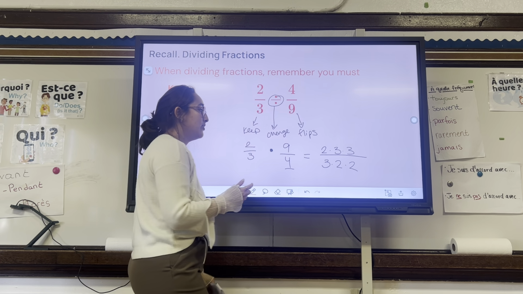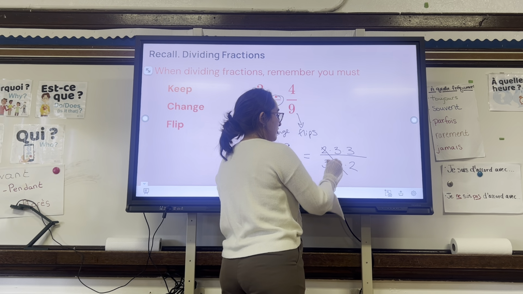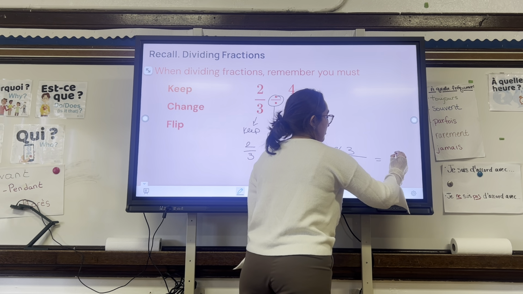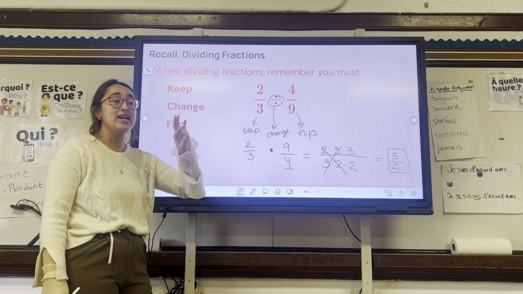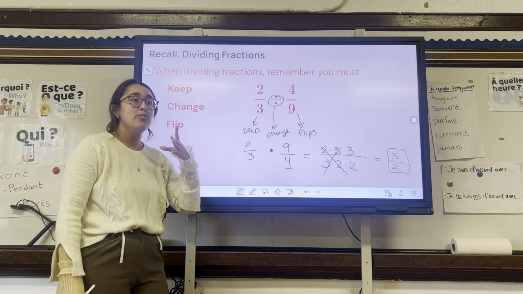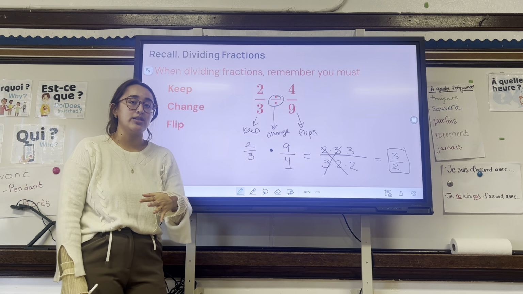So again, now it's easy to simplify. The 2's cancel out, the 3's cancel out. So your final answer is 3/2. So the biggest thing you need to remember is keep, change, flip. When you are dividing, that's the extra step that you have to do before you can factor and cancel out. Okay?